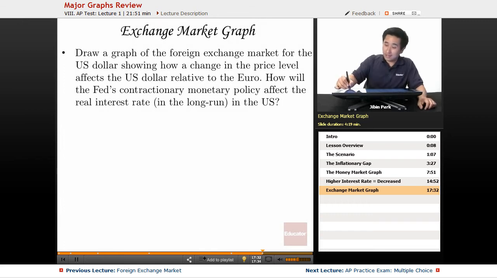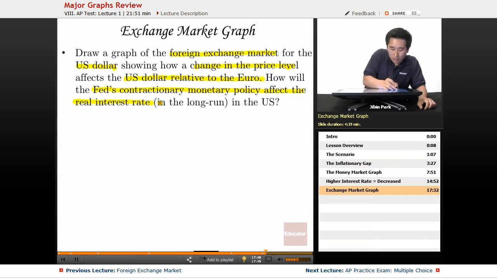Okay, now let's take a look at the exchange market. Okay, so draw a graph of the foreign exchange market for the US dollar, showing how a change in the price level affects the US dollar relative to the euro, and how will the Fed's contractionary monetary policy affect the real interest rate in the long run in the US here.